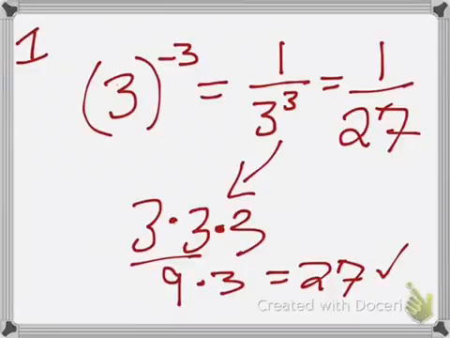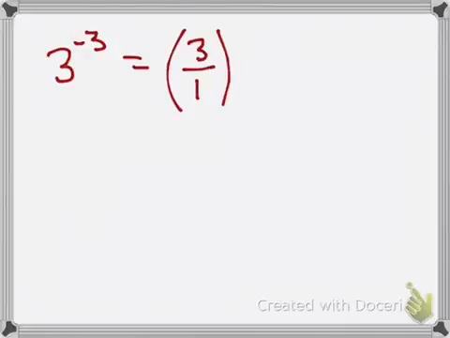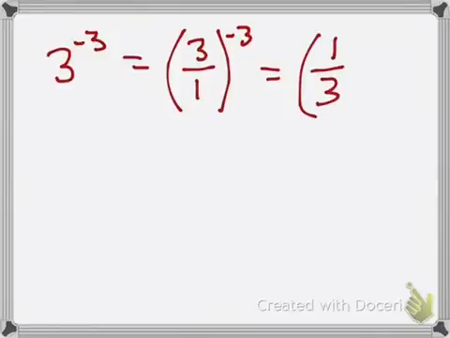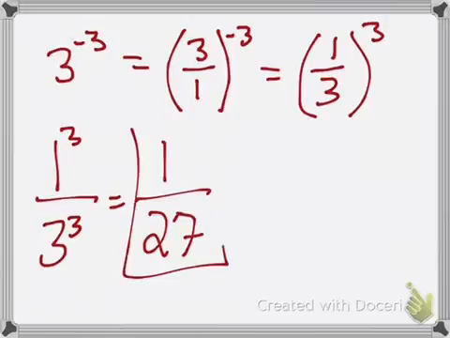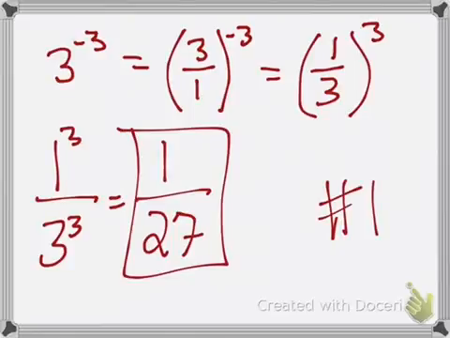So the reason that we have the 27 in the denominator is because we had the negative. We had to use the reciprocal of 3, 1/3, and raise that to the 3rd power. The other way to look at that problem: 3 to the negative 3rd is 3 over 1 to the negative 3. And when we have a negative exponent, we're really taking the reciprocal. So technically, 1 is being cubed there as well. But 1 times itself however many times is 1. And like we said, the denominator is 27 there. Okay, so that is practice number 1.